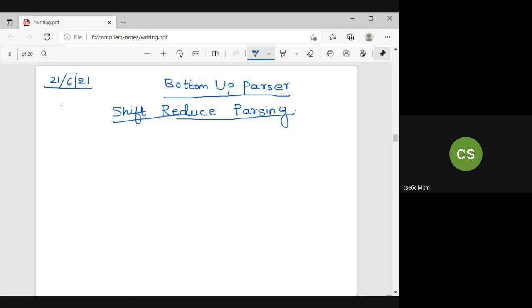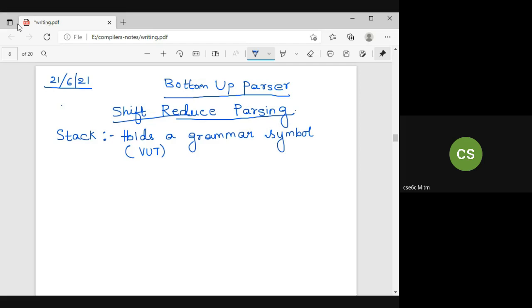Next point, a shift reduce parser has a stack which holds grammar symbols. In the brackets, you write both terminals and non-terminals, which I write as V union T.